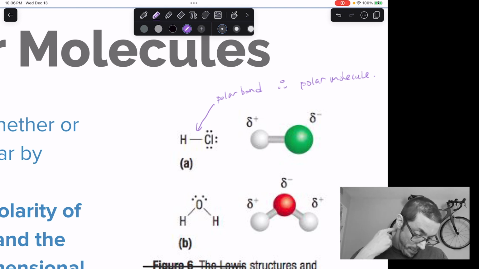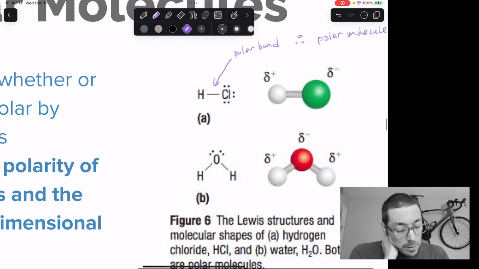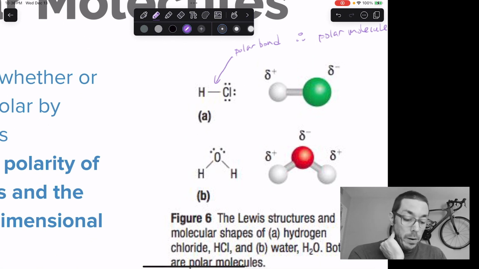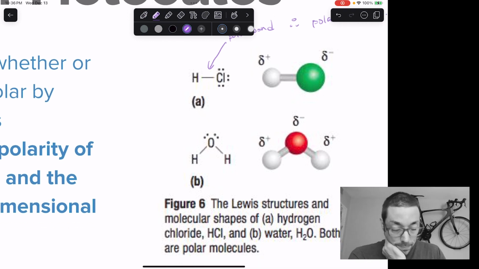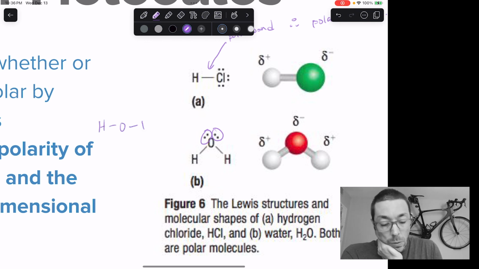Now, water, we're not really going to talk much about this in grade 11, but the shape of water is like an upside down V. Water also has two lone pairs of electrons. If you drew out the Lewis structure, the Lewis diagram for the water molecule, you would get H's bonded to O with two lone pairs.